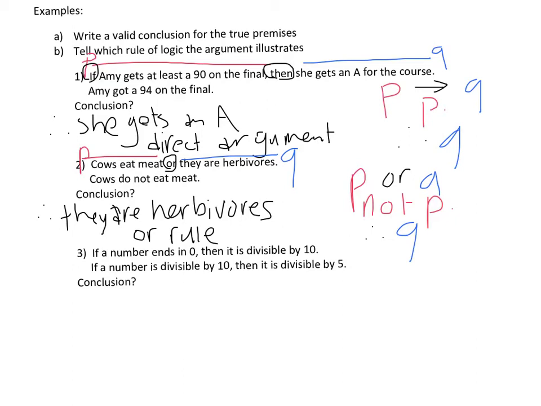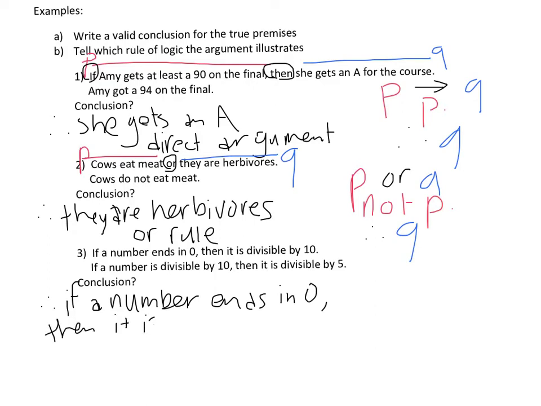In the third example, if a number ends in 0, then it is divisible by 10. And if a number is divisible by 10, then it is divisible by 5. So conclusion, jumping that middle step, because we would know it's true from the first part: if a number ends in 0, then it is divisible by 5.